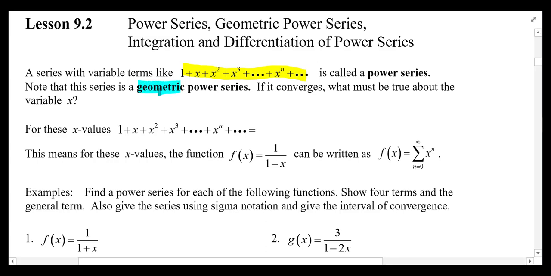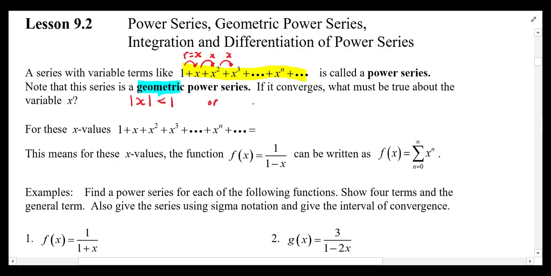Think back to lesson 9.1. What do we know about a geometric series? Yeah, it has a common ratio, and the common ratio in this case is x, because I multiply by x to get to the next term. Now, if it does converge, what must be true about the variable x? Remember from last day, if the geometric series converges, the absolute value of the r value has to be less than 1.